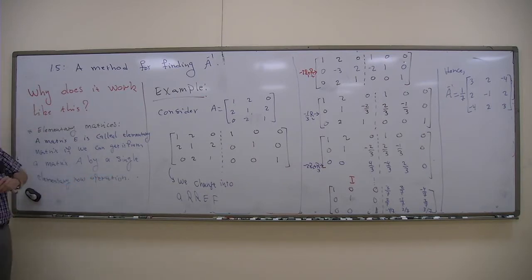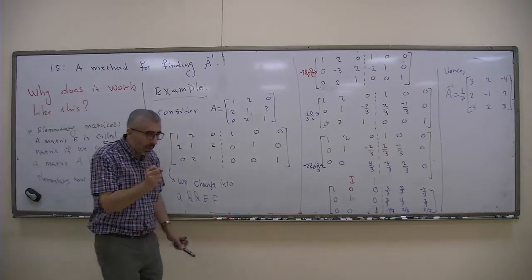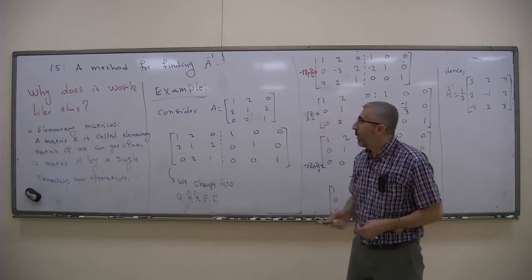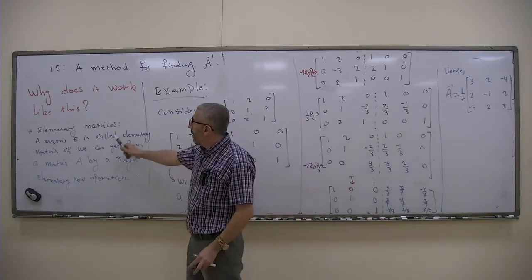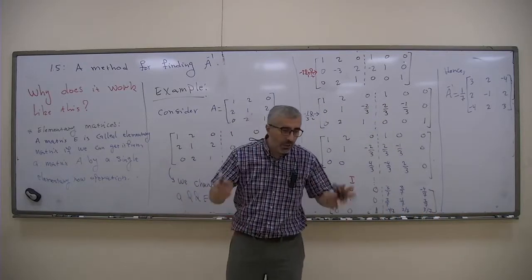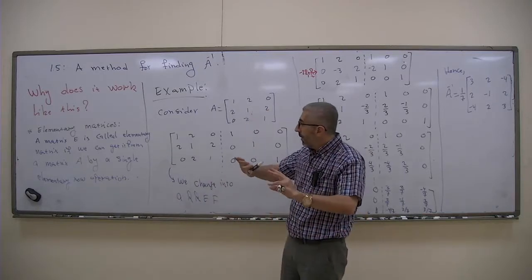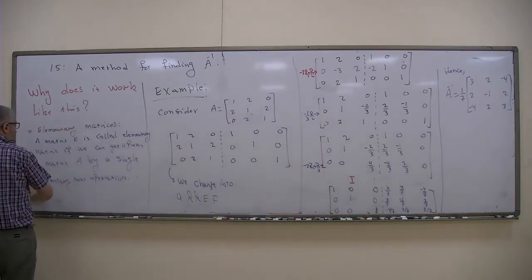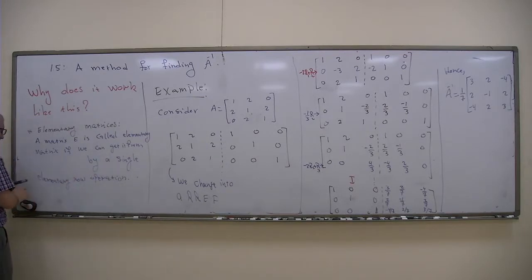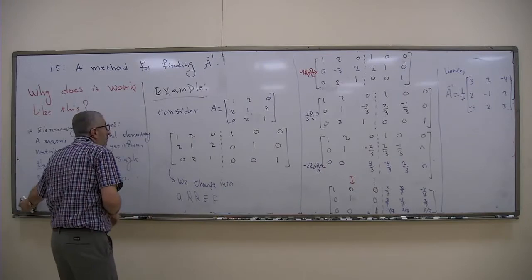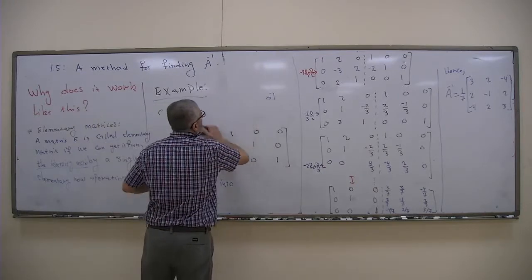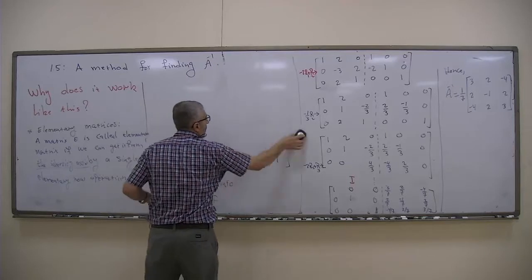Okay, so to address this question, we need to build some machinery here. We need to build some ideas, and then we address the question. The first thing here, we need to know what we mean by an elementary matrix. An elementary matrix is a matrix you get from the identity matrix by a single elementary row operation. So here is an example.